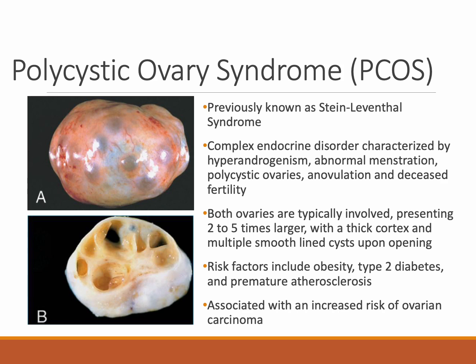So both ovaries will typically be involved because this is an endocrine disorder. And usually you're at risk with diabetes and obesity, kind of the similar ones we saw with our other estrogen-related conditions. And these are also associated with an increased risk of ovarian carcinoma, adenocarcinoma specifically. So again, this is something that might just be inherited, or you might have a complex interaction of endocrine factors leading to it.